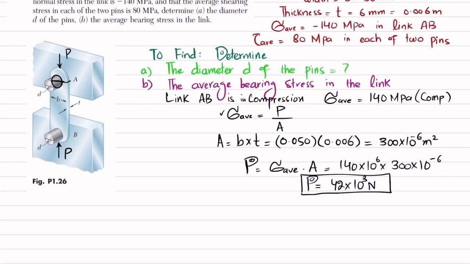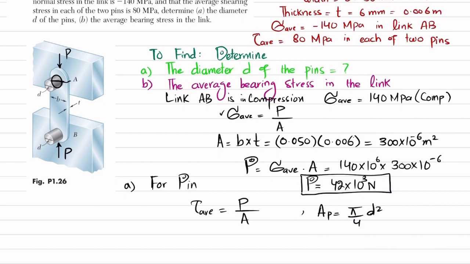Now you have P. We will move toward the first part for the pin. We know that average shearing stress in the pin is equal to load divided by shearing area. So here the shearing area will be this one. For the pin, the area of pin will be equal to pi by 4 d square.